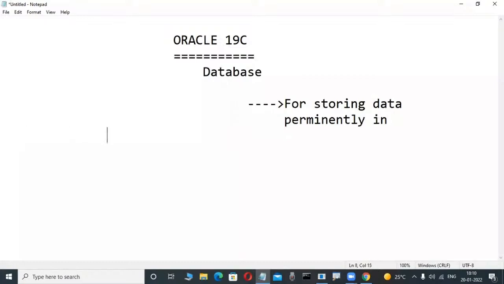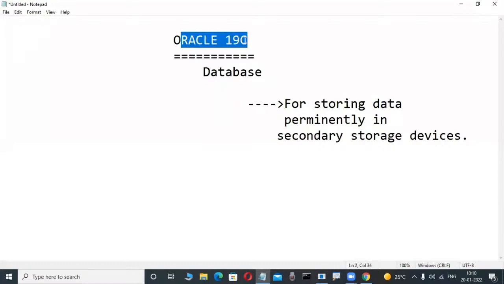Secondary storage devices means maybe hard disk. Yes, one of these. Okay, secondary storage devices. Permanent. Suppose today we are storing our data, then after 5 years, 10 years, 20 years, even after 100 years, your data is available. We are using it. That's why Oracle is a product from Oracle Corporation.